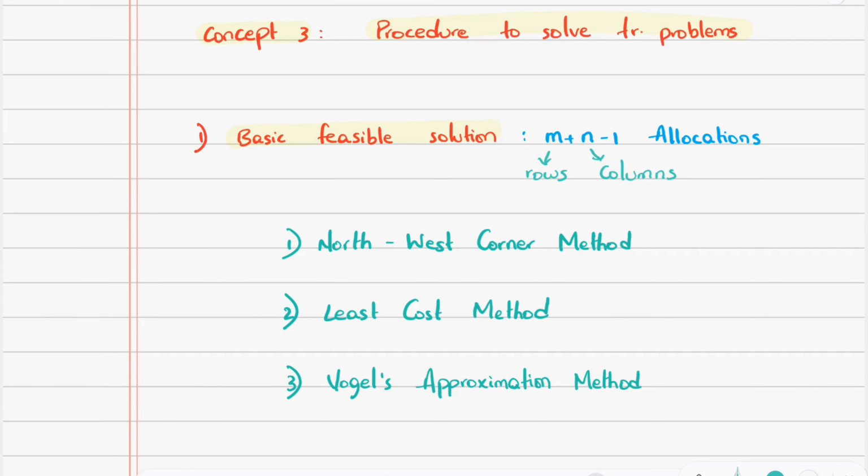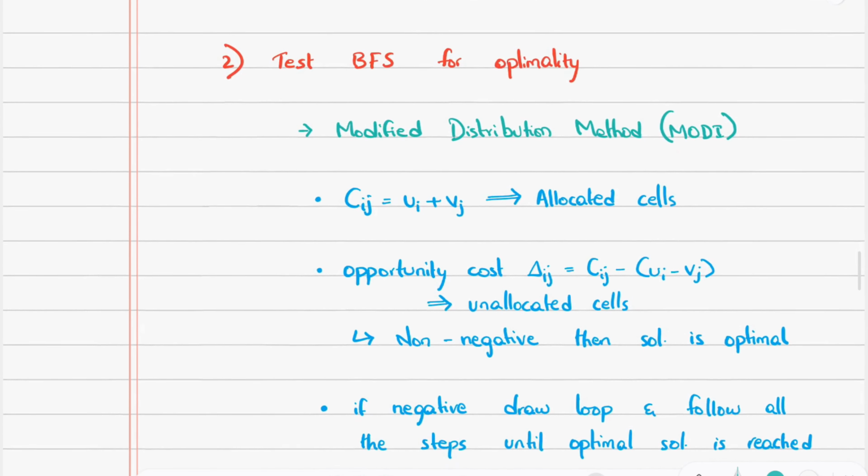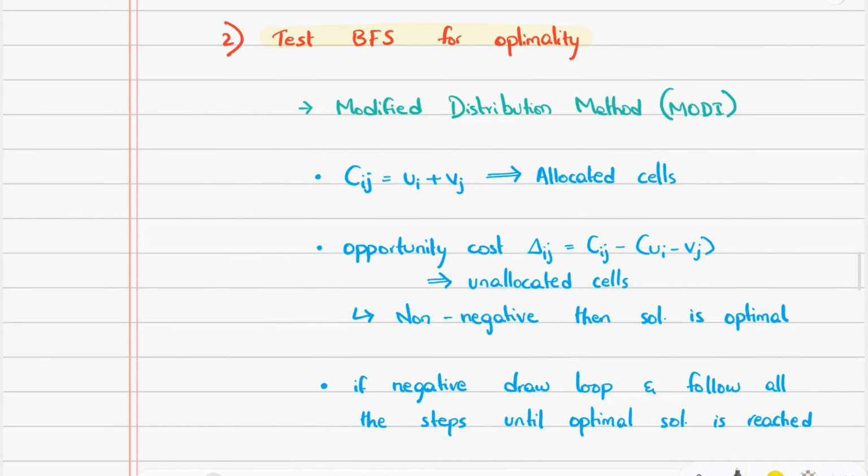For now, let's understand the procedure. We have completed the first step, finding the basic feasible solution. We understood it in simple terms. What was that supposed to mean? Our second step is to test this basic feasible solution for optimality. Right, if this basic feasible solution is fetching me the minimum transportation cost or not. Is it optimal or not? We need to test it. For this, we have the modified distribution method, which is the MODI method.